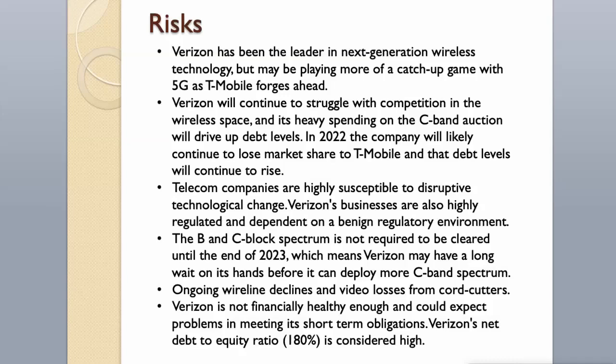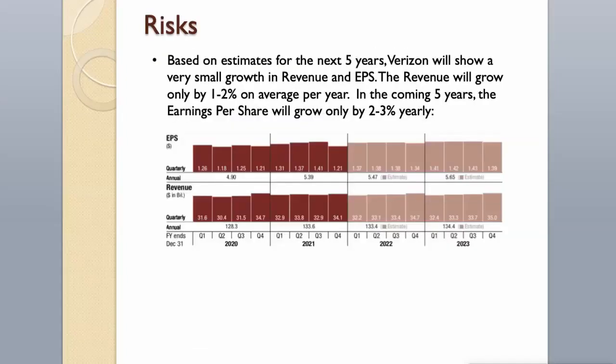Verizon is not financially healthy enough and could expect problems in meeting its short-term obligations. Verizon's net debt-to-equity ratio, 180%, is considered high. Based on estimates for the next 5 years, Verizon will show a very small growth in revenue and EPS. The revenue will grow only by 1 to 2% on average per year. In the coming 5 years, the earnings per share will grow only by 2 to 3% yearly.